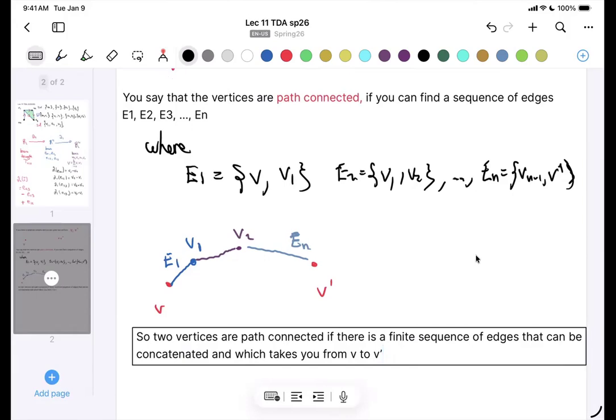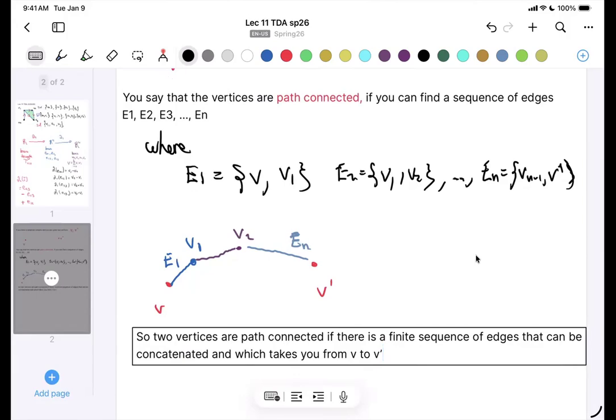Because if V is connected to V prime and V prime is connected to V double prime, there's a sequence of edges that takes you from V to V prime, and a sequence of edges that takes you from V prime to V double prime. You just concatenate them at V prime, so it is symmetric and transitive. And if you want, you can say that every vertex is path connected to itself, just stay still, a special case, so you add reflexivity by default.